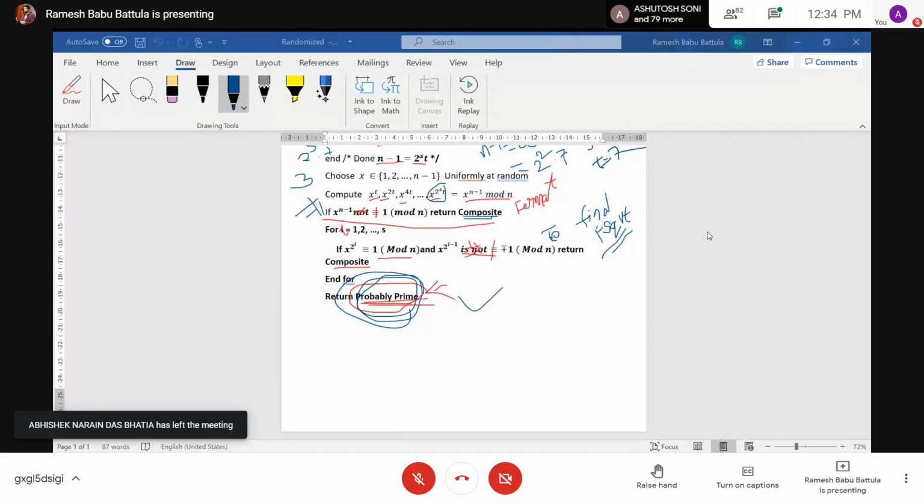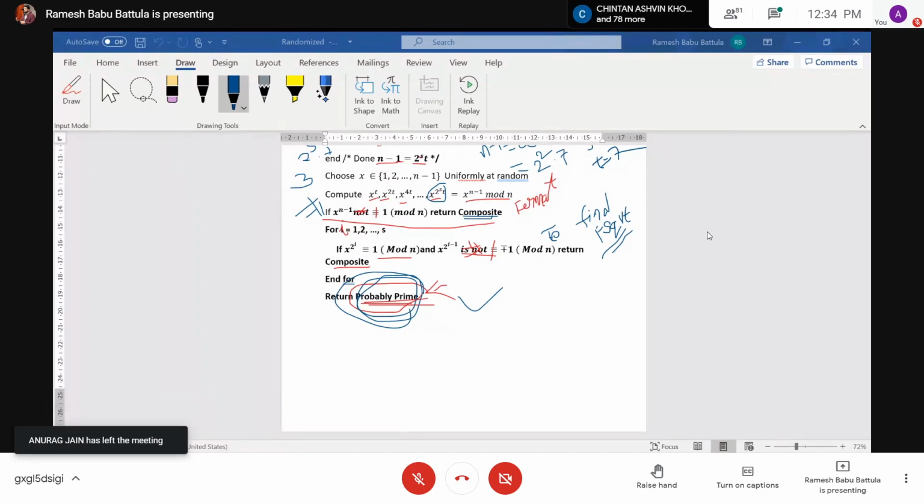For that, only one condition we need: pairwise relatively prime. Pairwise relatively prime means GCD of 7, 5 equals 1, GCD of 7, 2 equals 1, and GCD of 5, 2 equals 1. Any pair you may choose, the GCD of those two numbers is equal to 1. Then we call them pairwise relatively prime numbers. If this condition holds, we can find that unknown number.